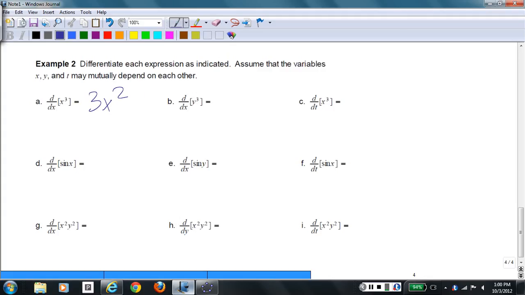But d/dx of y cubed, assuming that y may be a function of x, would be 3y squared, but the chain rule would have us multiply by the derivative of y with respect to x. So it's 3y squared. I can throw in an extra step if you like, but at some point you don't want to have to watch me do that. So you just want to say 3y squared times dy/dx. There. 3y squared dy/dx.